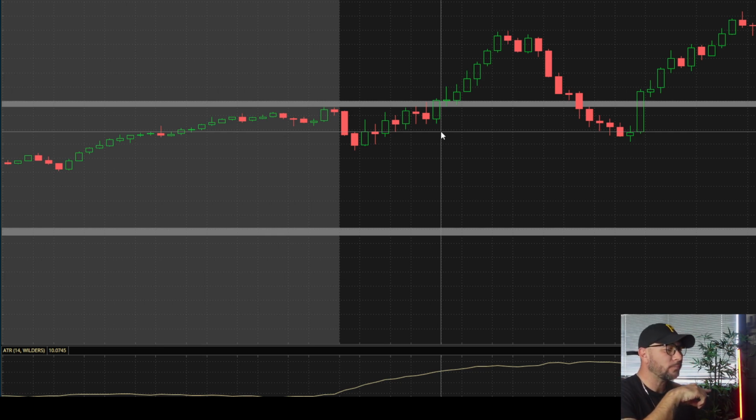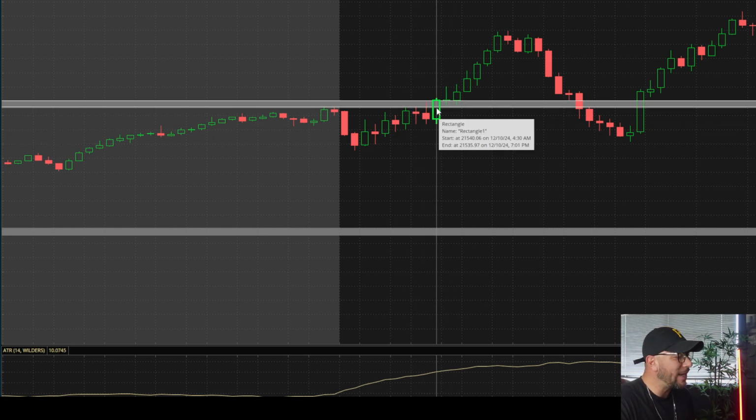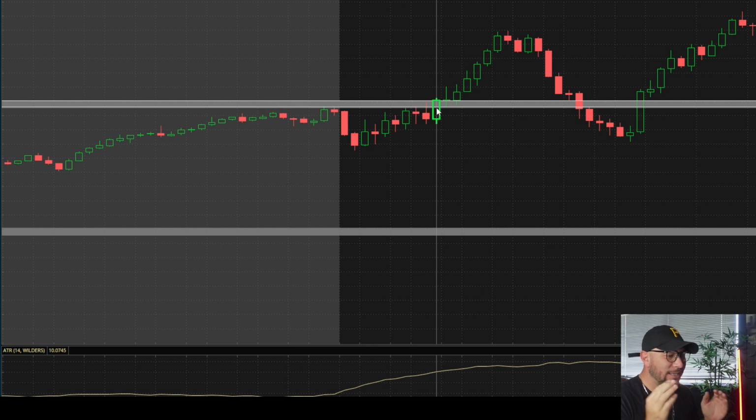retest or break and confirmation. So if you look at this time, 9:39 in the morning today, I want you guys to go back test it. I want you to mark this out on your charts so you can follow along. Today is the 10th of December and it's 9:39. That's the candle that I'm looking at on the 1-minute time frame.